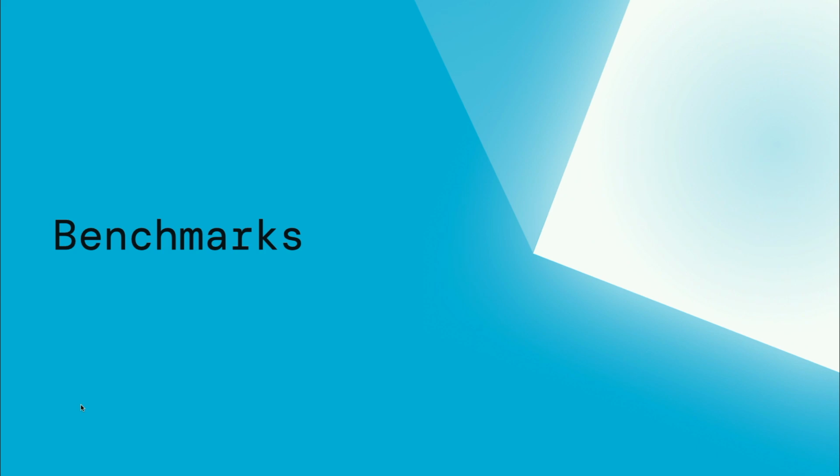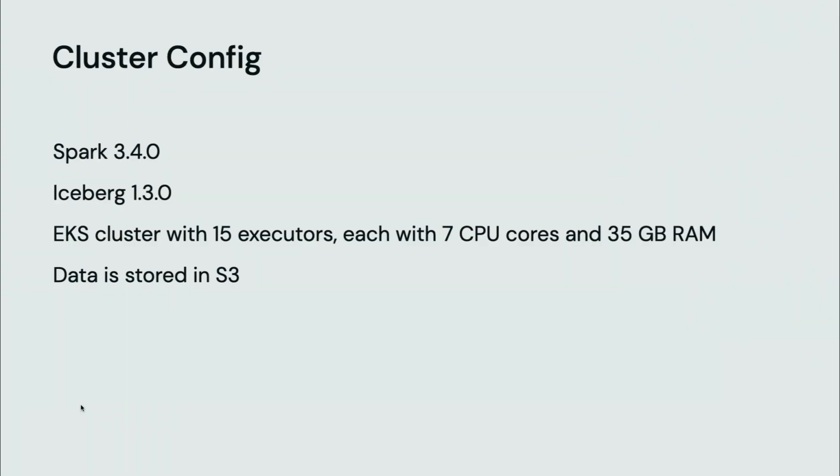Storage partition joins are a game changer for row-level operations. Unfortunately, I cannot share numbers from real use cases, but at least I can give you a synthetic workload that you can replicate and test yourself. We'll be using Spark 3.4, Iceberg 1.3, and an EKS cluster with 15 nodes, 7 cores each, and 35 GB of RAM. The data is located in S3.